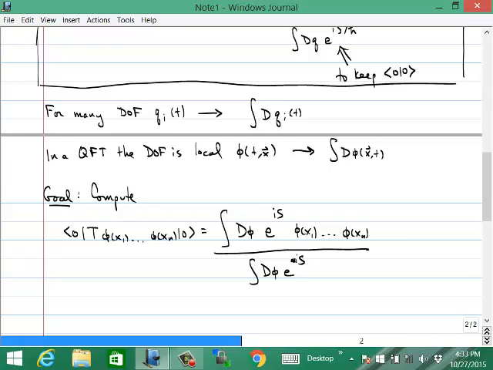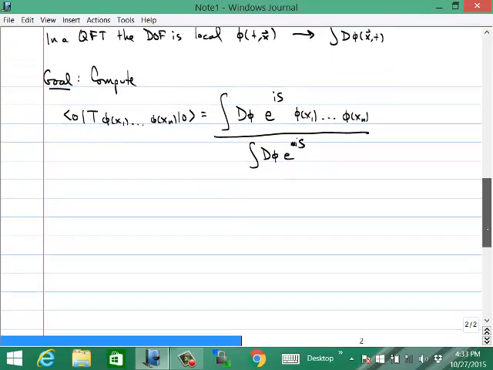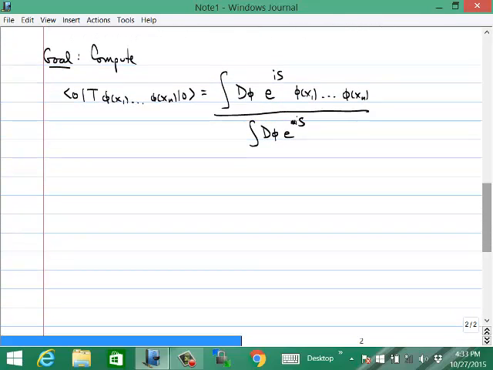So in order to compute this object, I'm going to start with a little trick. In particular, I'm going to define what is known as the partition function.